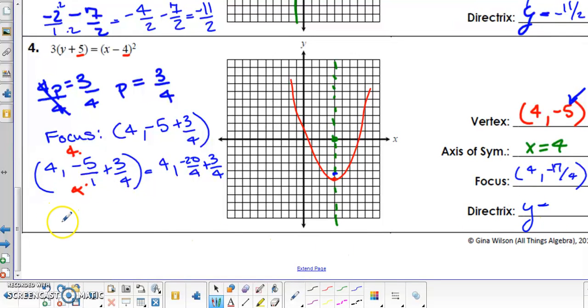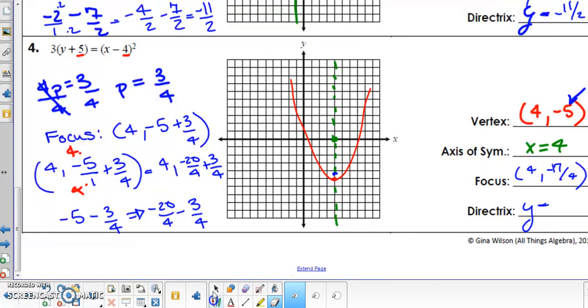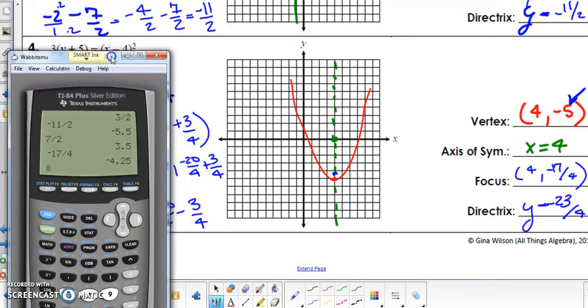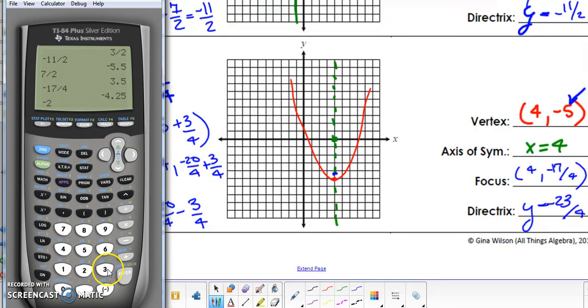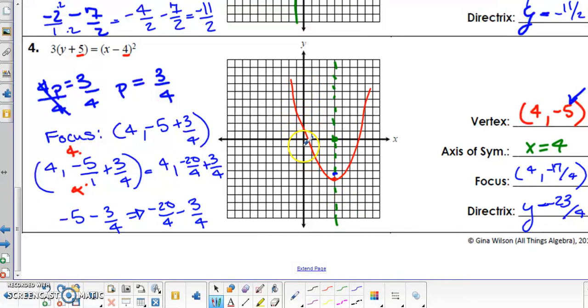And for my directrix, now I can go negative 5 minus 3/4. This negative 5, we already know is negative 20 over 4 from the previous step. So I'm going to subtract 3/4. So now I have negative 23, not 33, negative 23 over 4. Put that in my calculator. Negative 23 divided by 4 is negative 5.75. So where does y equal negative 5.75? Well, 1, 2, 3, 4, 5.75, so about right here. That's below my vertex, and it's perpendicular to my axis of symmetry.